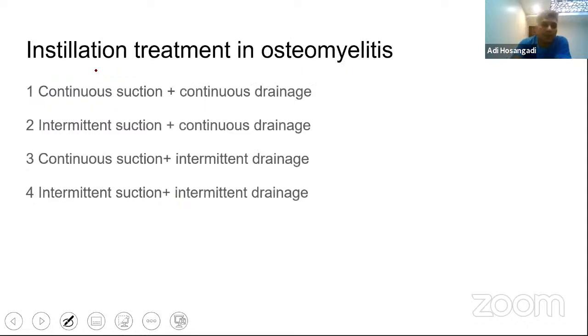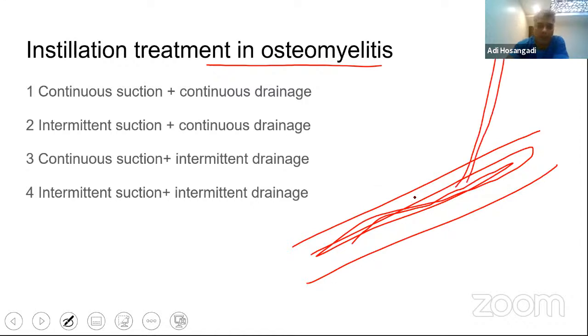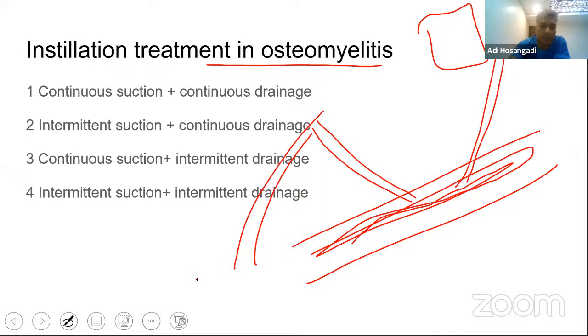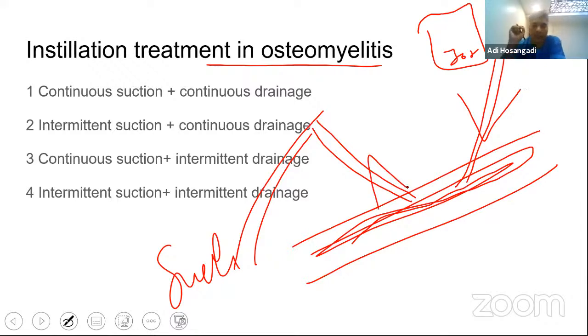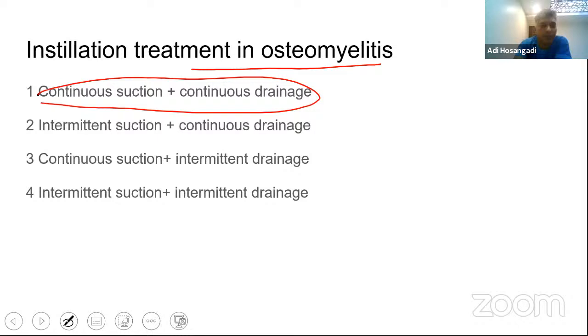One more modality of treatment of osteomyelitis: suppose there is an infection in the tibia. After debridement, they put one tube here and one tube here. They connect this to a saline bottle with iodine, and this to a suction. The saline goes continuously into the affected part and is sucked out by the suction. So continuous irrigation and suction. Common sense says it has to be continuous suction drainage. If you do intermittent suction, what is the point? So it has to be continuous suction and continuous drainage.